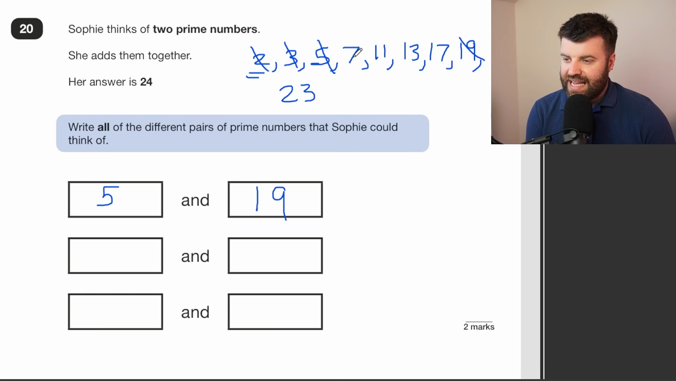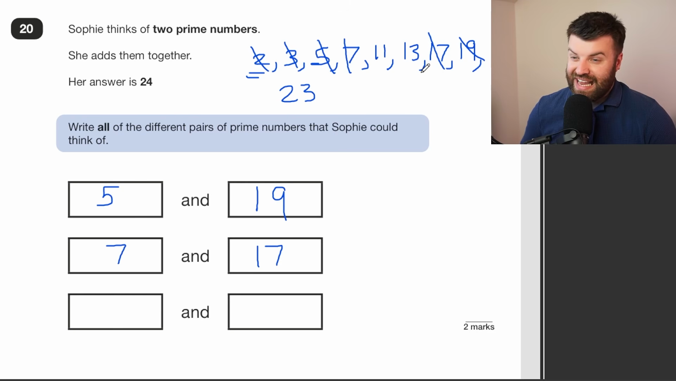7, what would I need to add to 7 to get to 24? Well, I'd need to add 17. Look at that, 17 is prime. So I'm going to do 7 plus 17. Cross them out, I don't need them anymore. And now there's only 3 left.